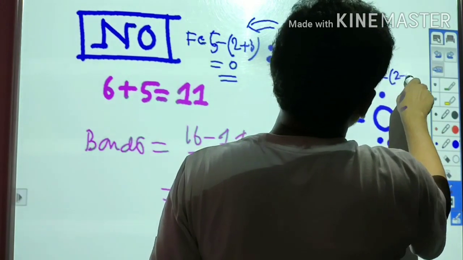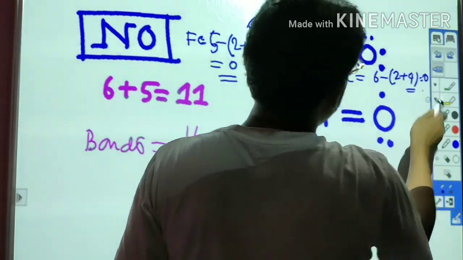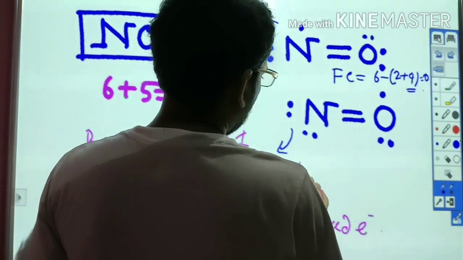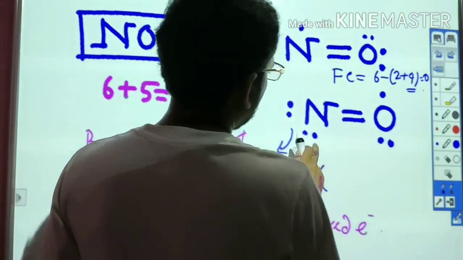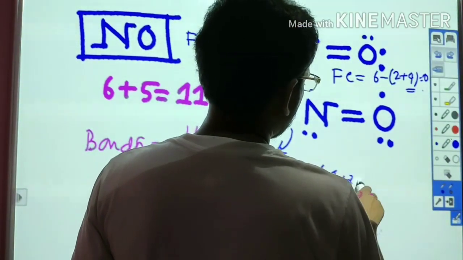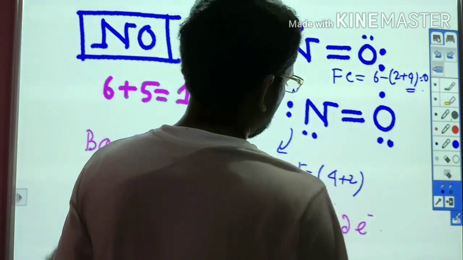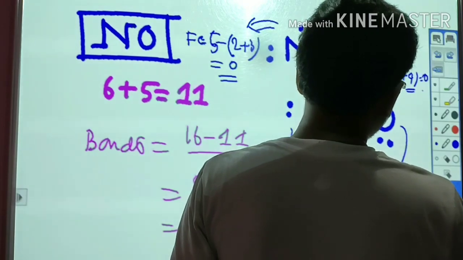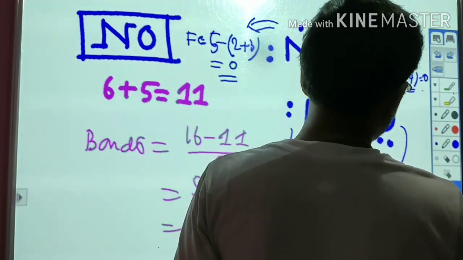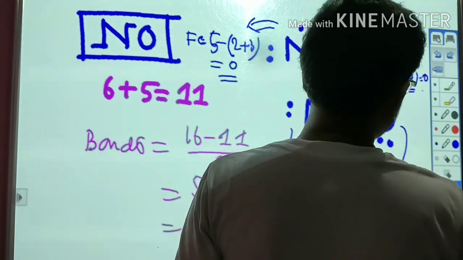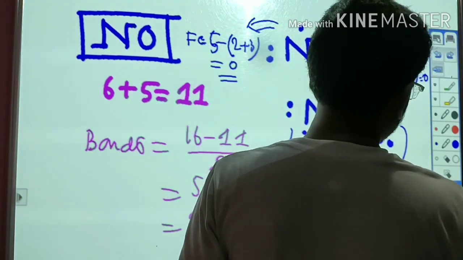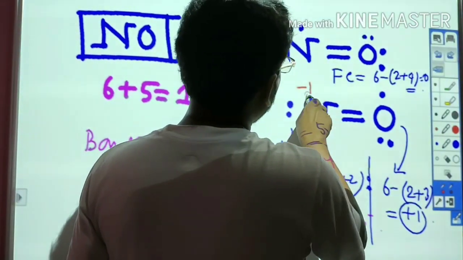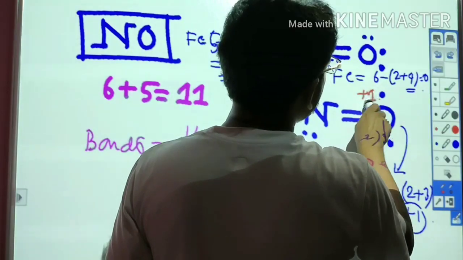6 minus 2 plus 4 equals 0, so no formal charge. Here, nitrogen formal charge equals 5 minus 4 plus 2 bonds, so minus 1. Oxygen: 6 minus 2 bonds plus 3, so 5, so plus 1. So in the structure, nitrogen carries formal charge minus 1 and oxygen carries formal charge plus 1.